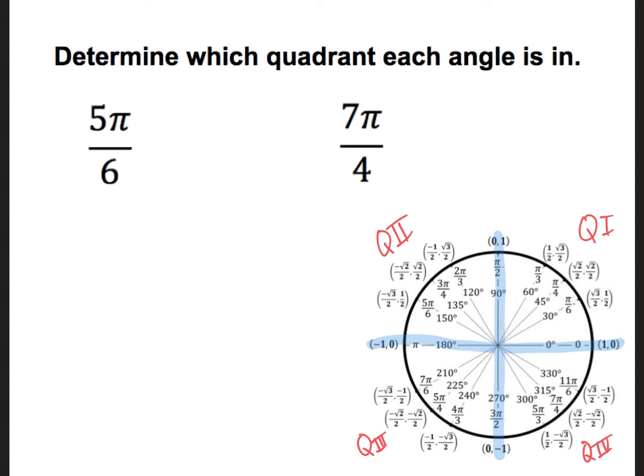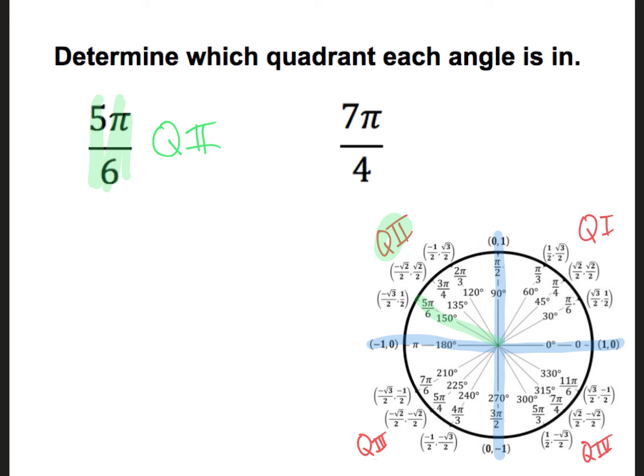So my first one is 5 pi over 6, let's use green. If I look at where that is on my circle, we're looking for 5 pi over 6. It is this line right here. That is in quadrant 2. So for this one, you have Q2.